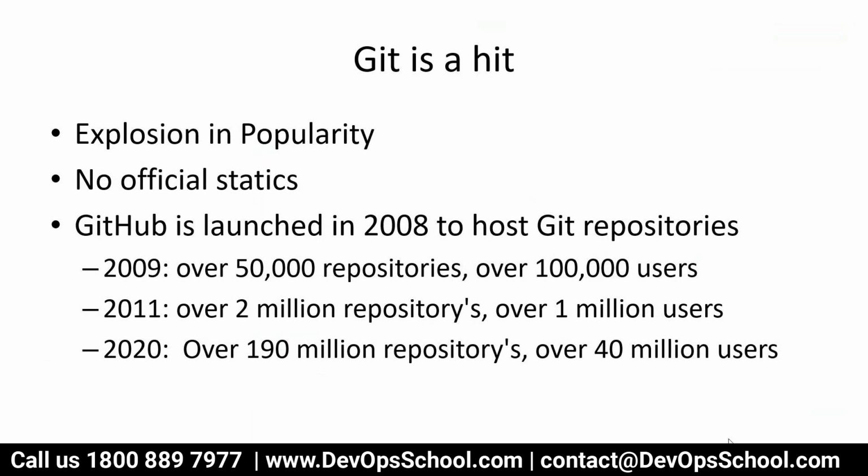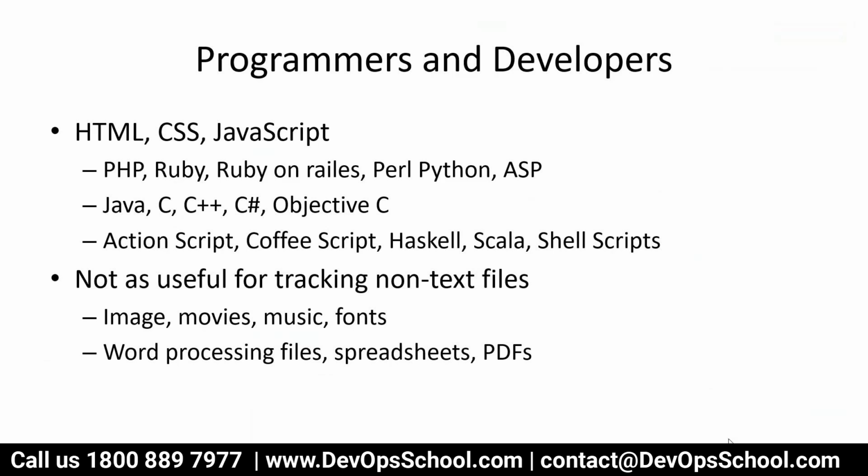In 2019 we had 50,000 repositories at GitHub. Now what is GitHub? I'll discuss it. But by 2020 we had 190 million repositories. So look at the growth of Git. Now, who should use it? Anyone who wants to version their code.